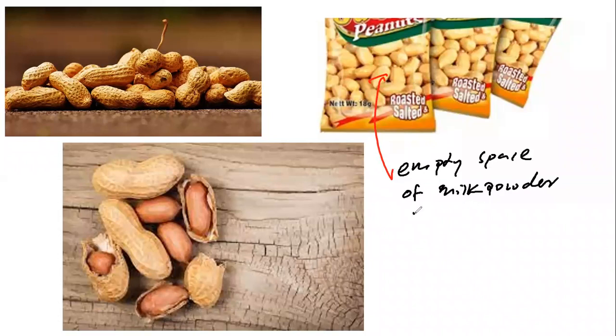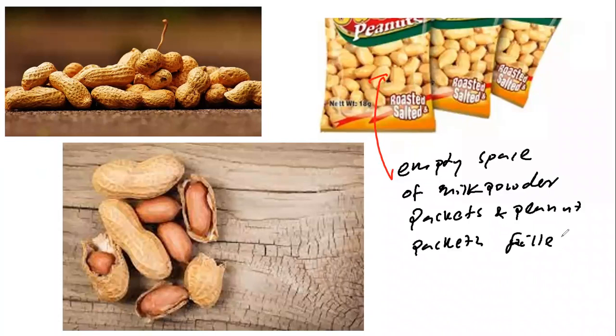So the empty space of milk powder packets and peanut packets is filled with what gas? Nitrogen gas. Why? To keep the freshness of the packaged food. Filled with N2 gas or nitrogen gas to prevent the oxidation of food, to keep the freshness of the food.